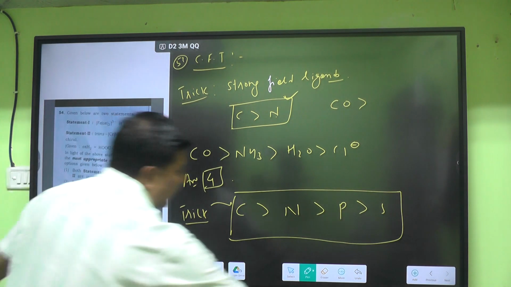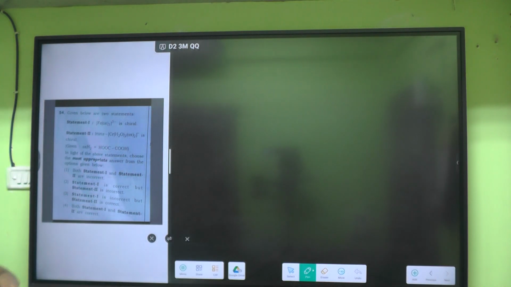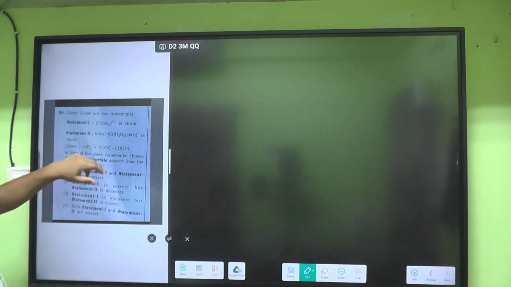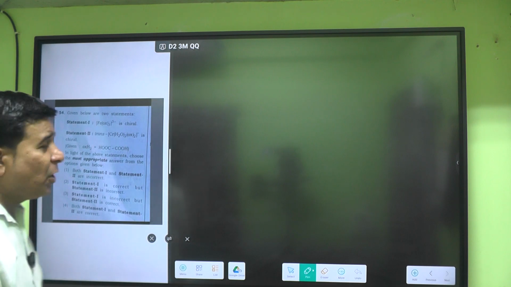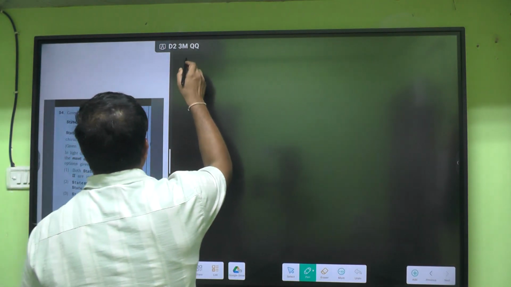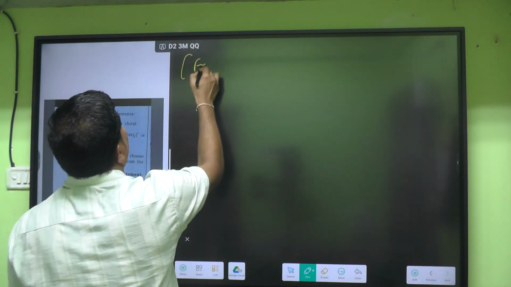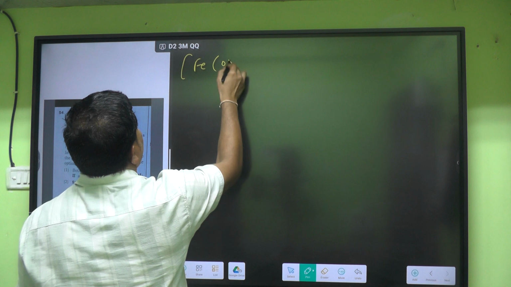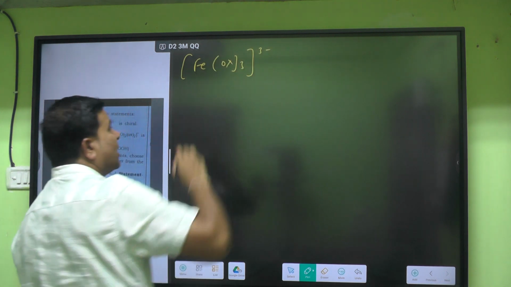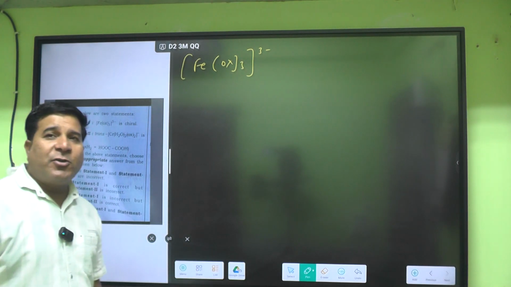Given below are two statements. The first statement: Fe(ox)3 is chiral. The second is given as chiral. Do you know octahedral complexes? It is an octahedral complex with a bidentate ligand, Fe oxalato (ox) thrice. What is the charge here? A -3 charge. Oxalato is a bidentate ligand.